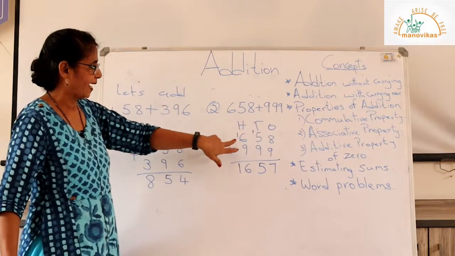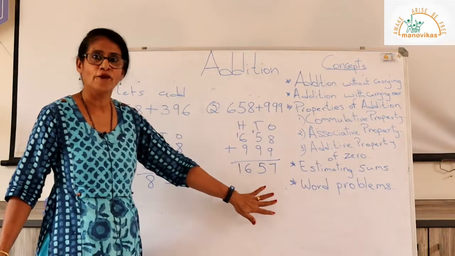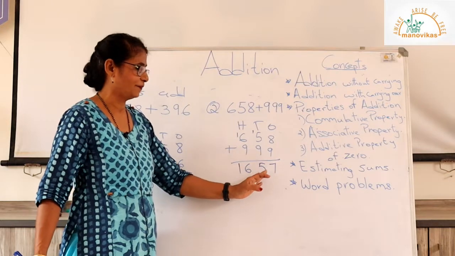And now when we added 2 3-digit numbers, we have got a 4-digit number, that is 1657.